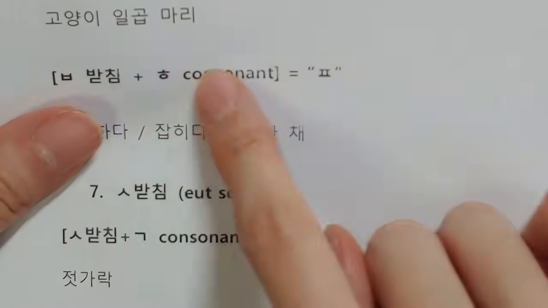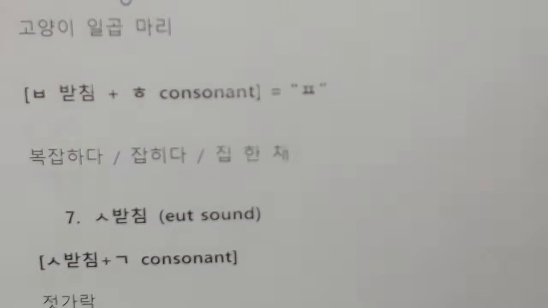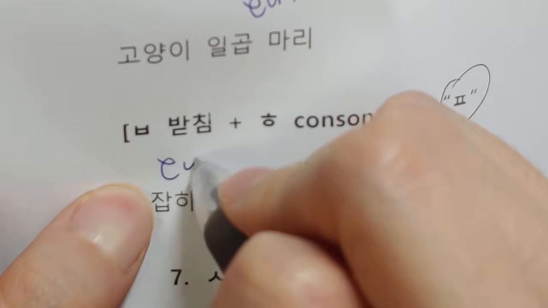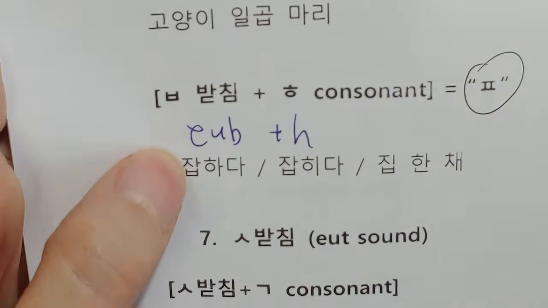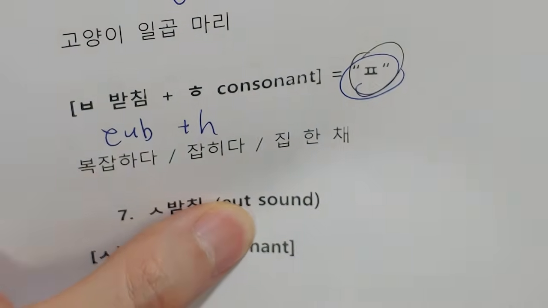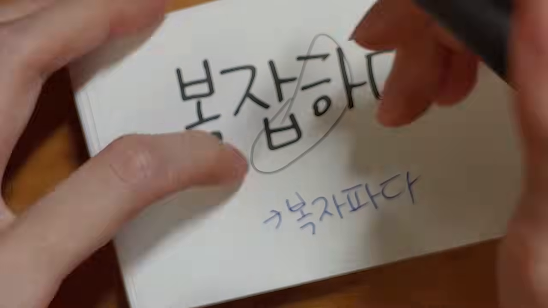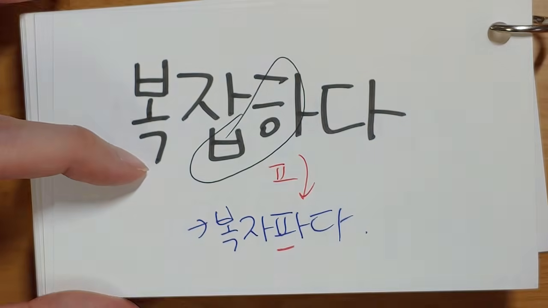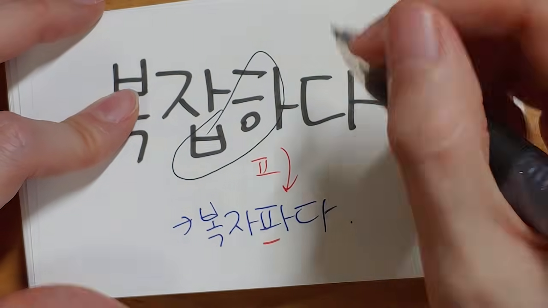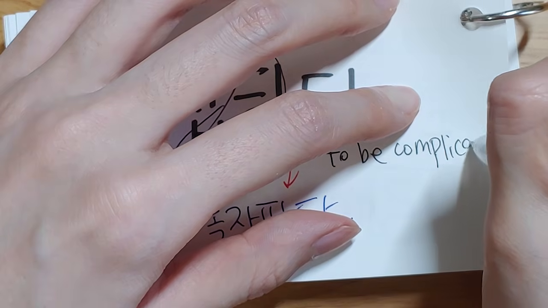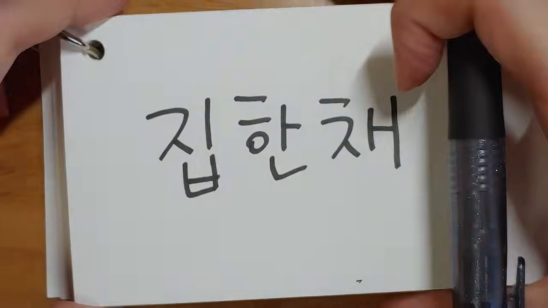Moving on to 비읍 받침. When it's combined with the 히읗 consonant, it produces the p sound. Before we do the actual word, let's try pronouncing p with h. Inevitably, the p sound gets produced, right? So these two produce the p sound. That's how this word is pronounced. 복잡하다. And this one is a verb that means to be complicated. 복잡하다.